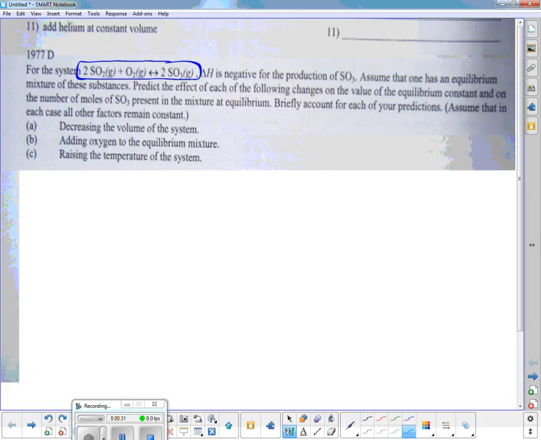Okay, delta H is negative. That means that heat is going to go on the product side. So delta H negative, heat on the product side. It's being given off. If it was positive, it would go on the reactant side.